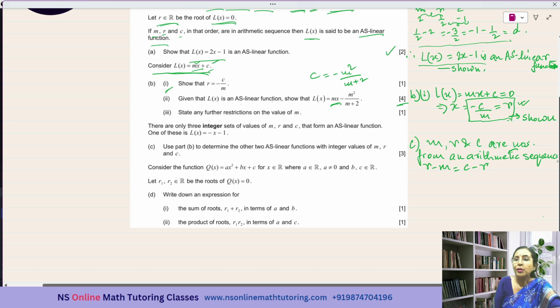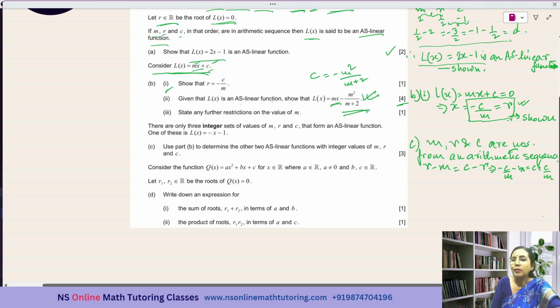Okay. So we can write minus c over m in place of r. I am writing minus c over m. Minus m is equal to c minus r. So it will be c plus c over m. Okay. And I need to get the value of c in terms of m because that is what is given to us.